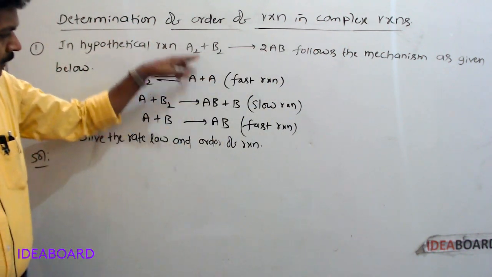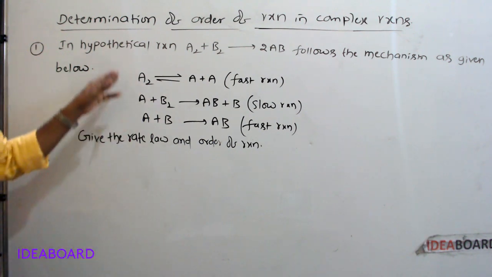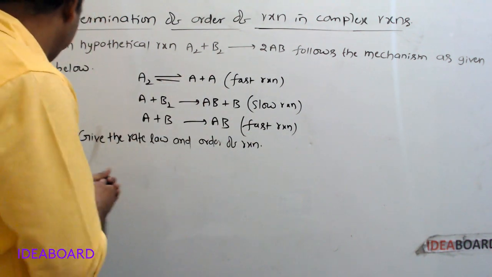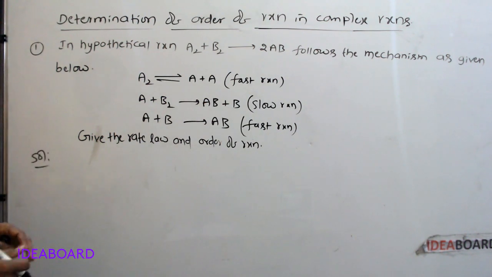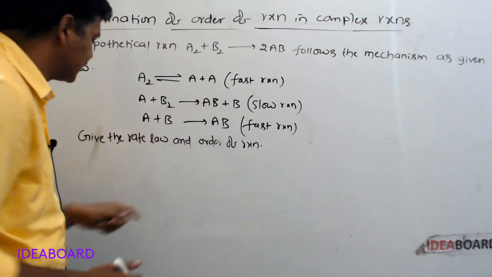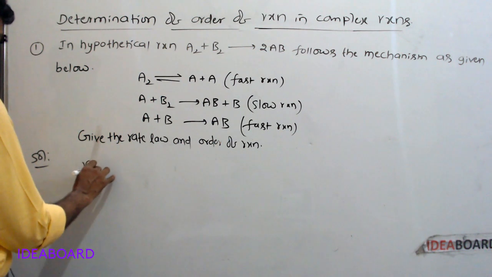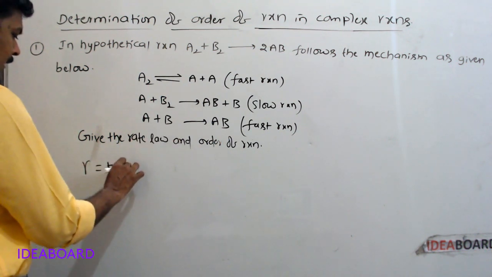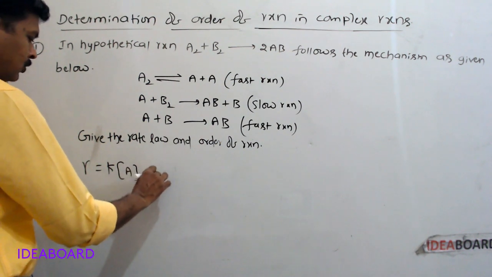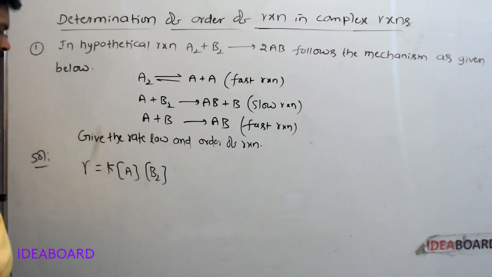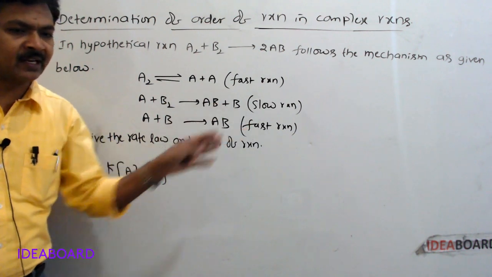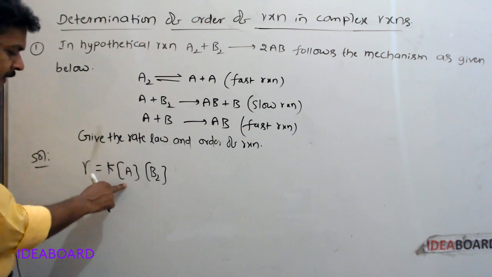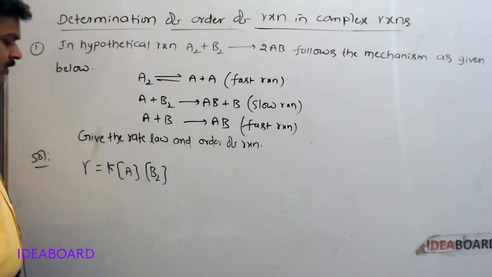For this reaction, this is the reaction mechanism. For this reaction, give the rate law and order of reaction. See here, this is the rate determining step. So rate is equal to K into A concentration into B2 concentration. Rate is equal to K into [A] into [B2].